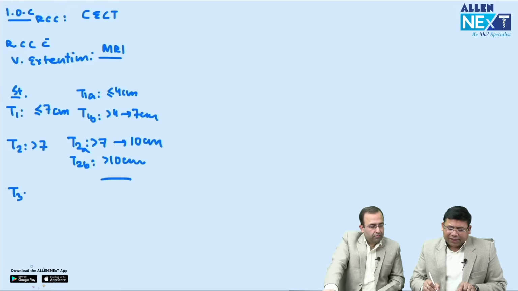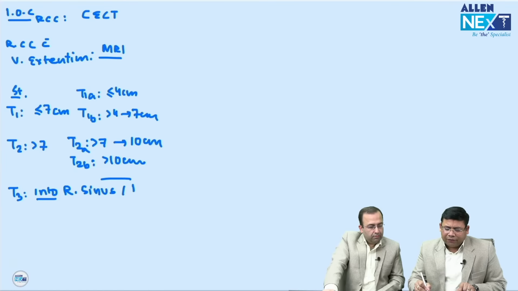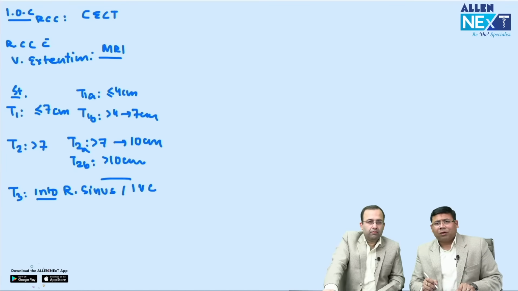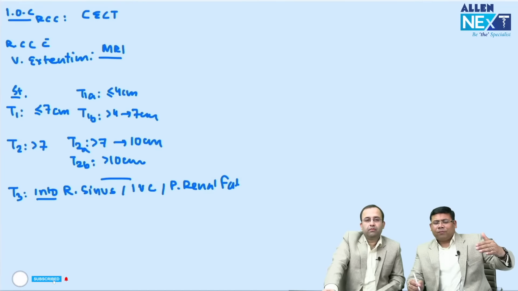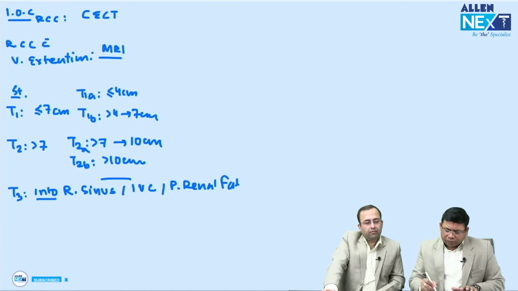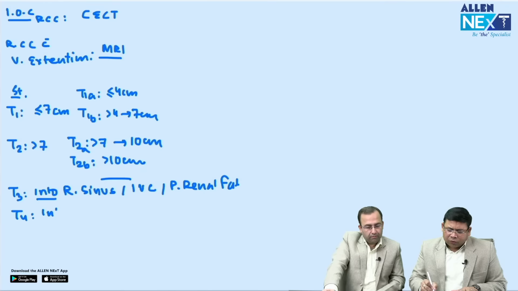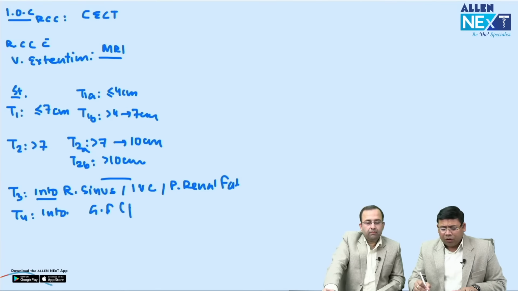Then T3 is into the renal sinus. It is into the IVC. This is very, very important. Or you can say into the perirenal fat. I'm not going into the fact of above the level of liver, below the level of liver. No. T4 is into Gerota's fascia, ipsilateral I'm talking about. Or students, it is into the ipsilateral adrenal gland.